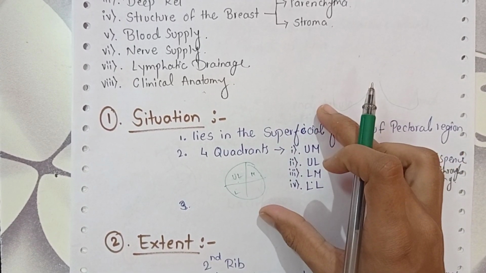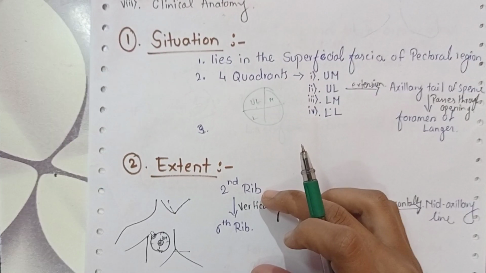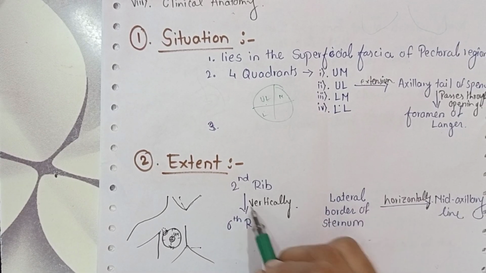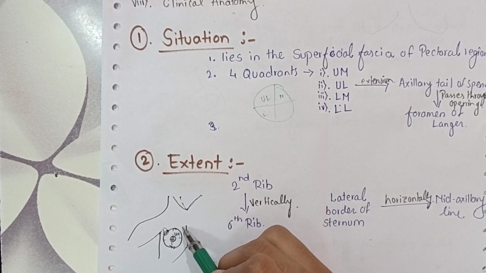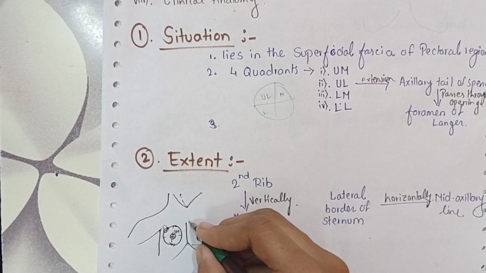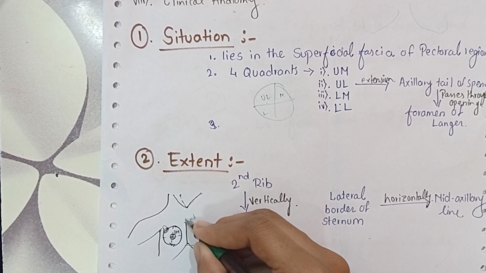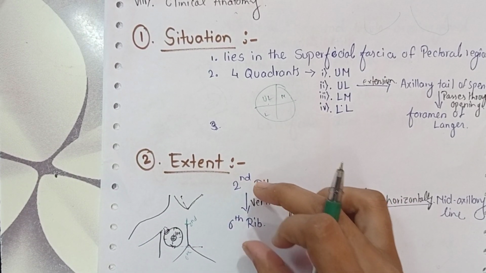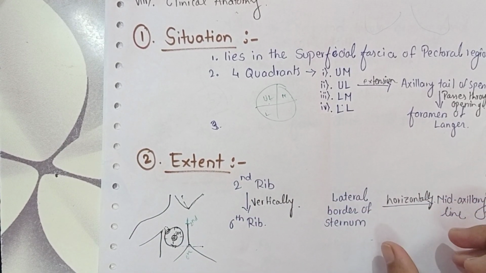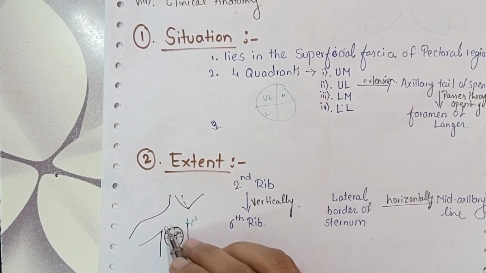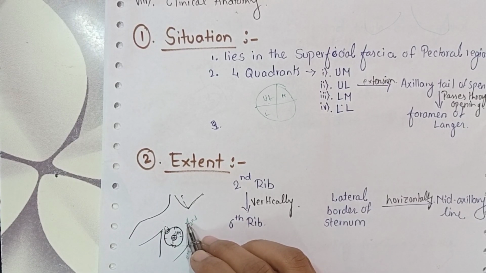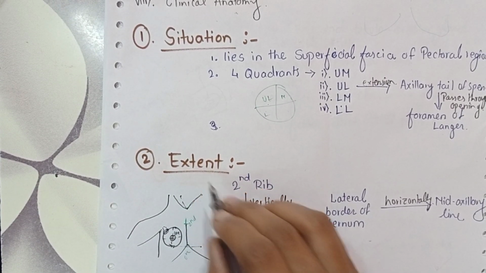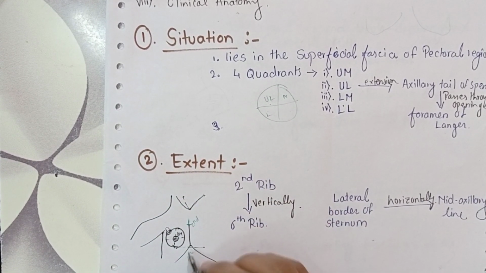This is the situation. Next to that is the extent. Extent we can see vertically and horizontally. Vertically, it extends from the 2nd rib to the 6th rib. Horizontally, we can say it extends from the lateral border of the sternum to the mid-axillary line. In this way, we can write or explain the extent of the breast.